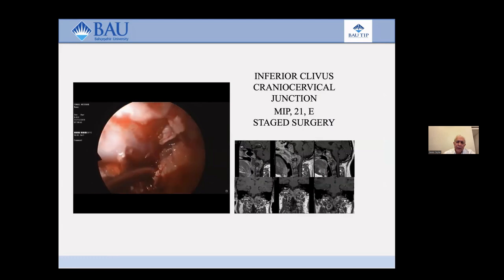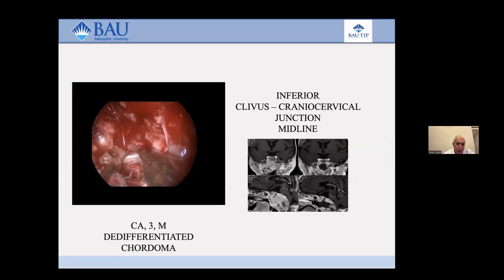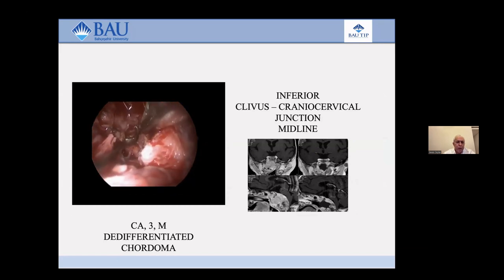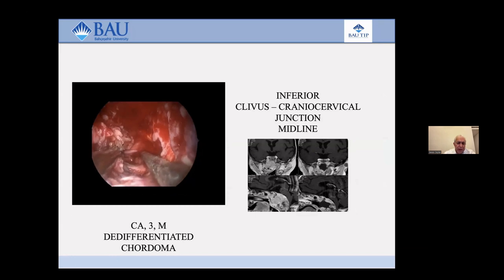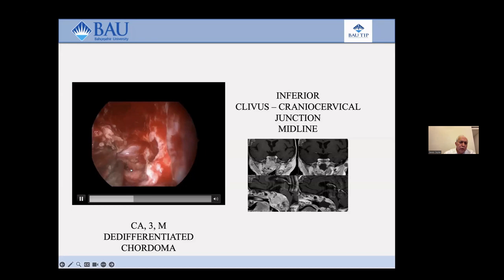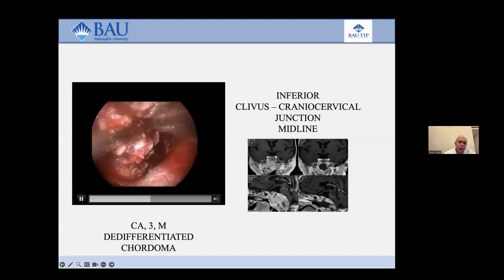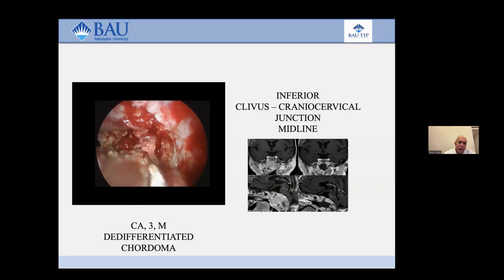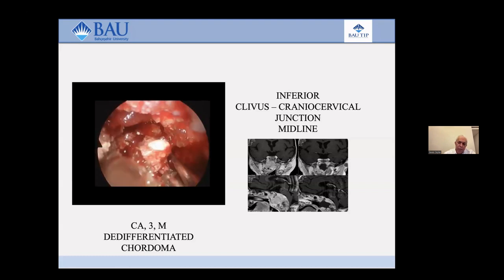The other case is a very interesting case, a 3-year-old boy with a tumor involving the craniocervical junction. We reached C1. You can see C1 and the odontoid tip. The tumor was dissected from the tectorial membrane, and this tumor was removed near totally. The pathological diagnosis was differentiated chordoma.